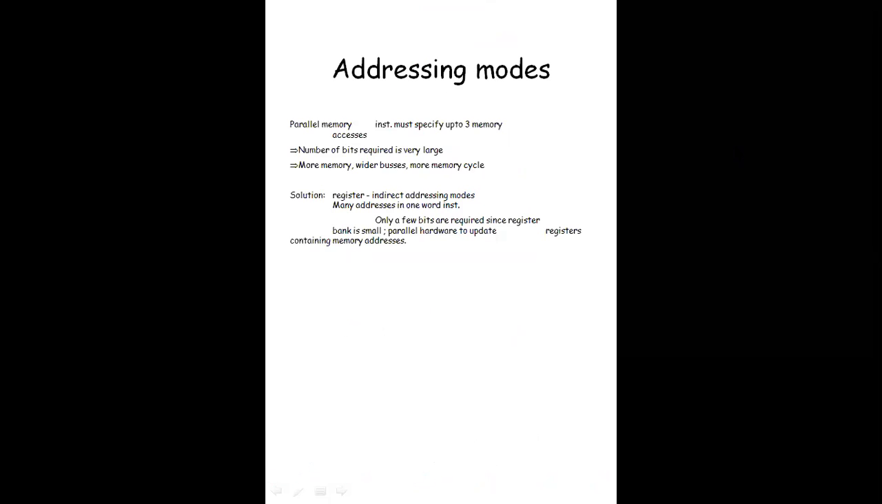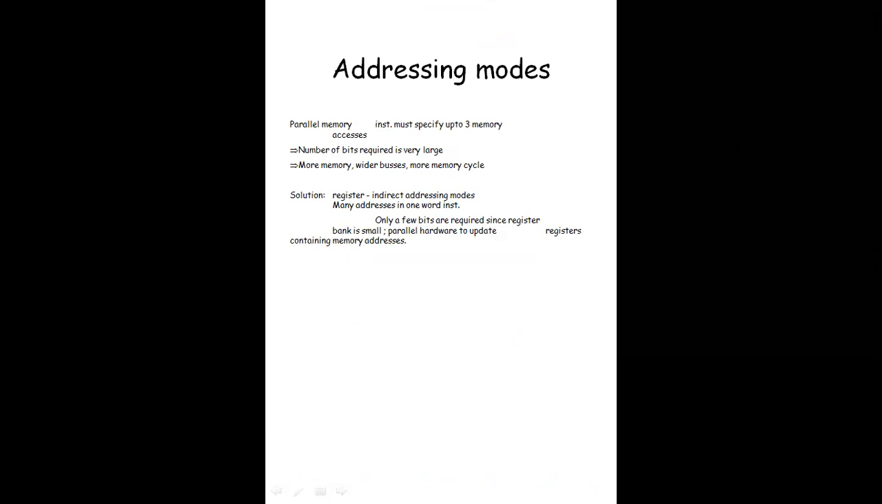Okay. What about the addressing modes? The parallel memory access instruction must specify up to three memory accesses. So what is the first problem? The number of bits required is very large. So we'll have more memory, wider buses, and more memory cycles.